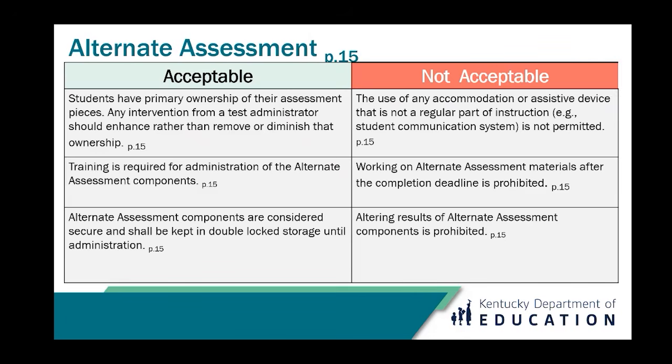If a student does not use an accommodation or assistive device as a regular part of instruction, they should not use it during the alternate assessment. Anyone administering the alternate assessment components must complete required training specific to the assessment. Assessment components such as binders containing test items, field test thumb drives, student response sheets, etc., are considered secure test items and shall be kept in double locked storage while not being used for test administration. Just as with other state required assessments, altering results of alternate assessment components is prohibited.